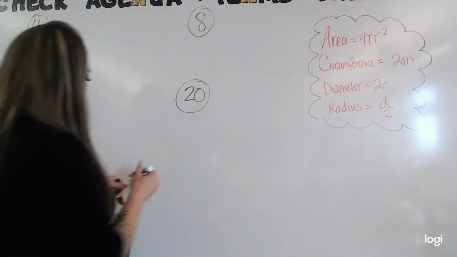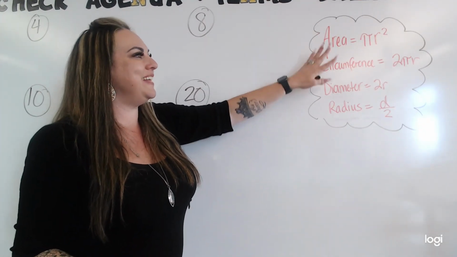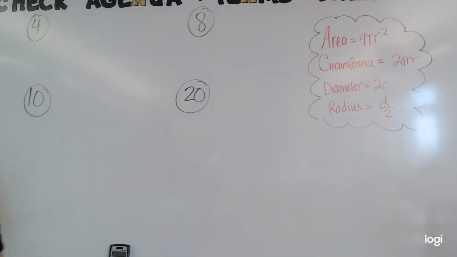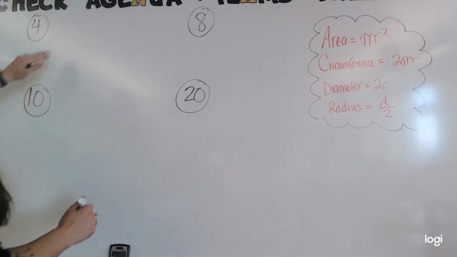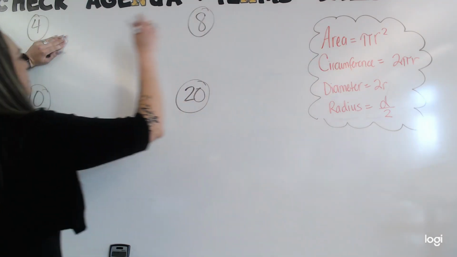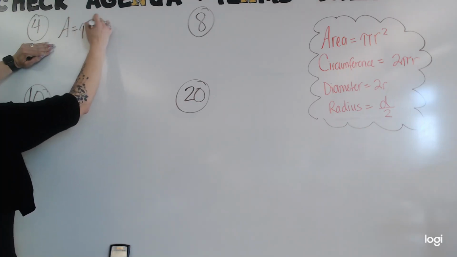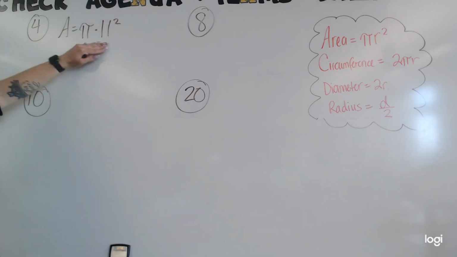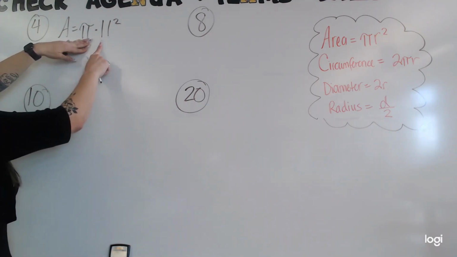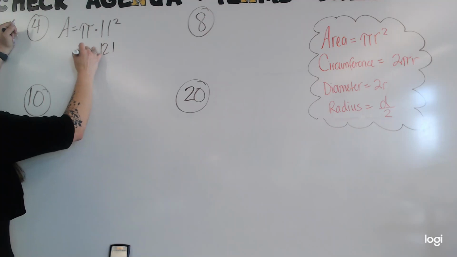Okay? So we are given the circumference. No, we are given the radius, and we need to find the area. So we're just going to plug in what we know. We know the radius is 11 centimeters for number 4. So we need to do pi times 11 squared. Okay? We follow order of operations, and we do the exponent value first, which is 121. And we multiply that times pi.